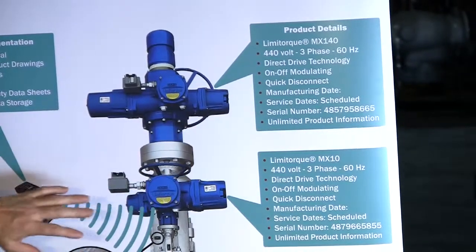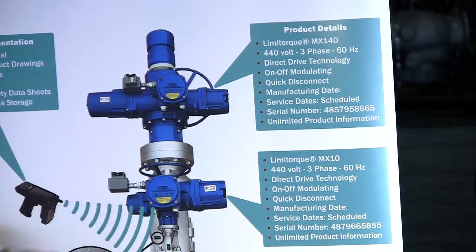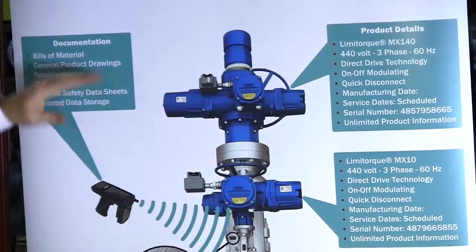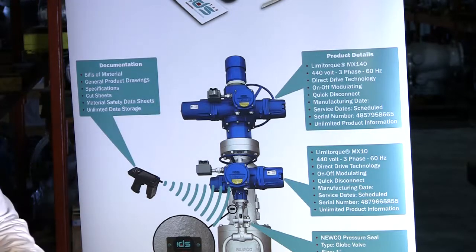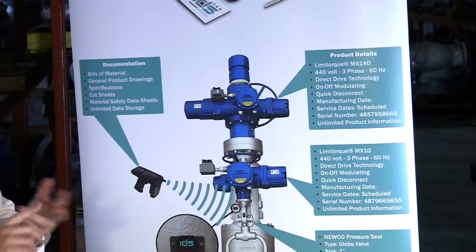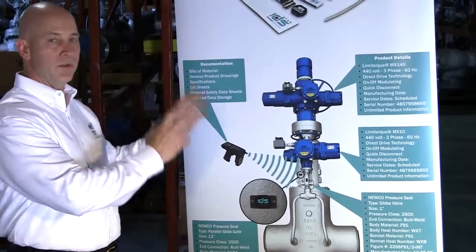All of this information can be transmitted back and forth between the handheld reader and the web-based, cloud-based database that we provide, so that you have an unlimited amount of documentation that you can put into the system and allow, again, for better traceability, better trackability, prevent certain liability issues from coming up in the field. You know what you have.